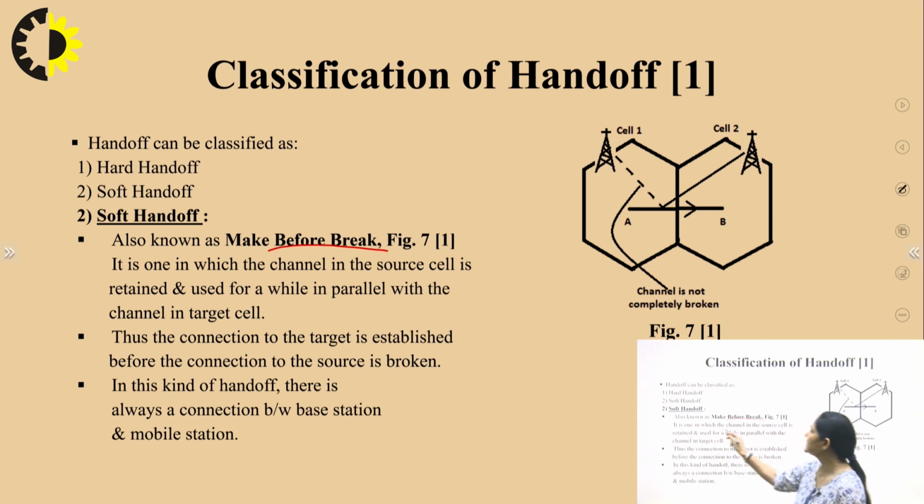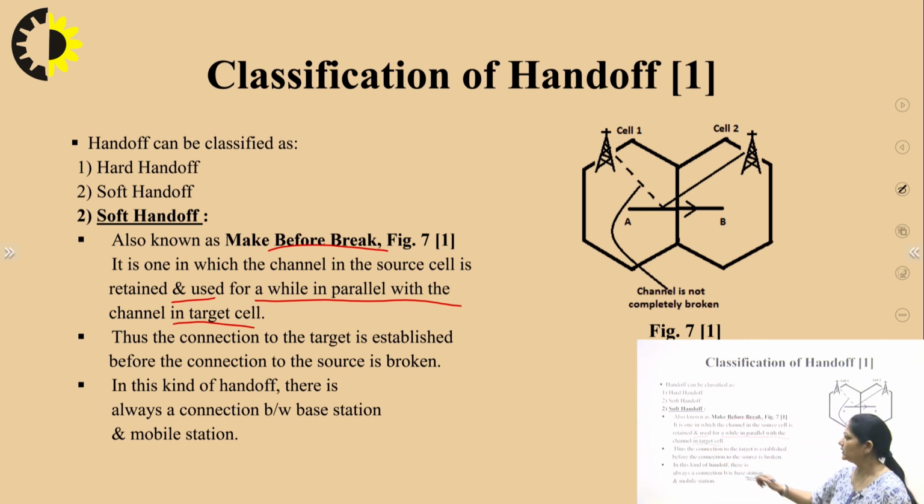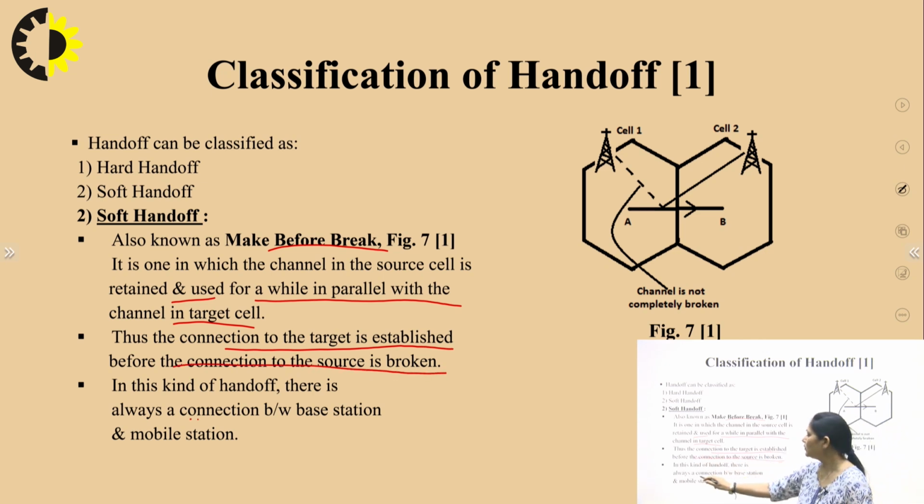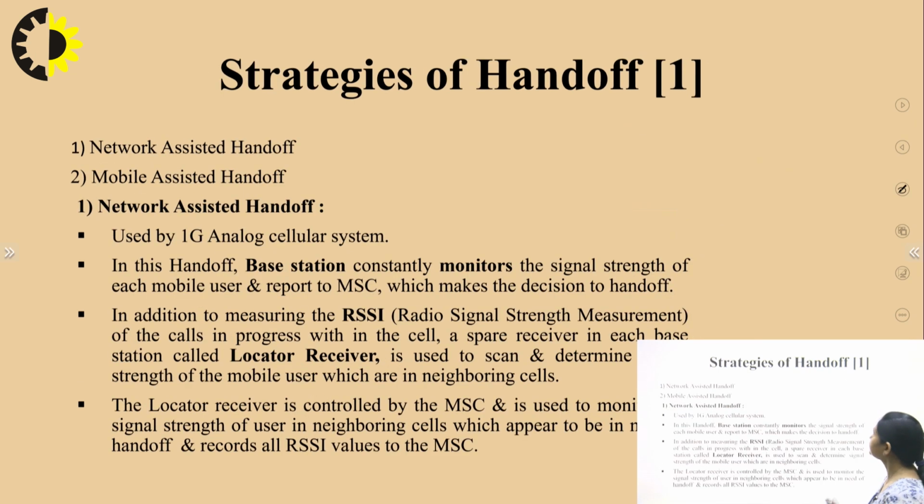It is one in which the channel in the source cell is retained and used for a while in parallel with the channel in the target cell. Thus the connection to the target is established before the connection to the source is broken. There is always a connection. In this case, you can see we are always connected with one base station. There will always be a connection between the base station and the mobile station.